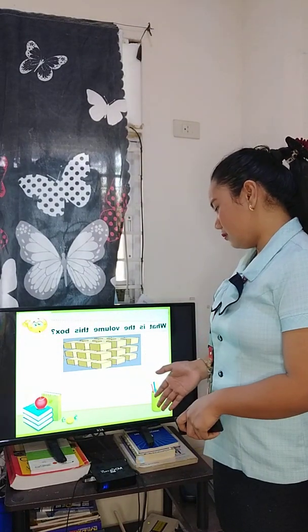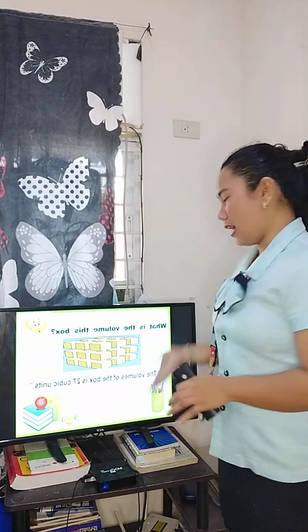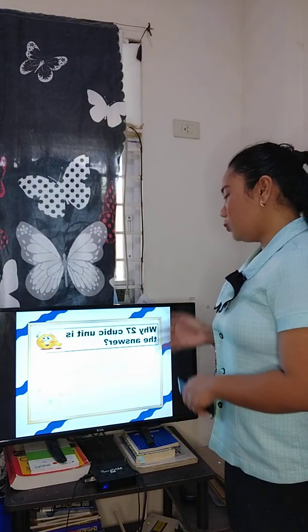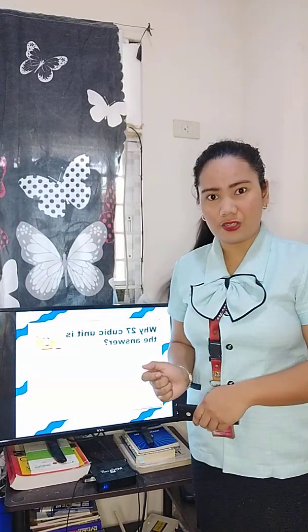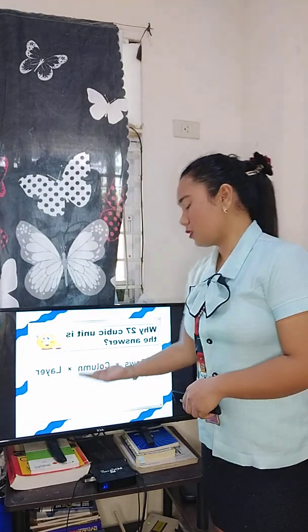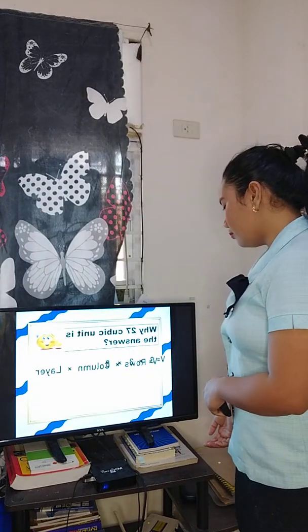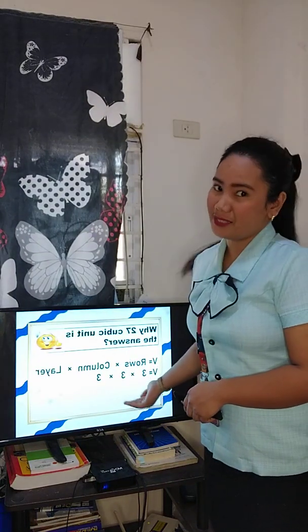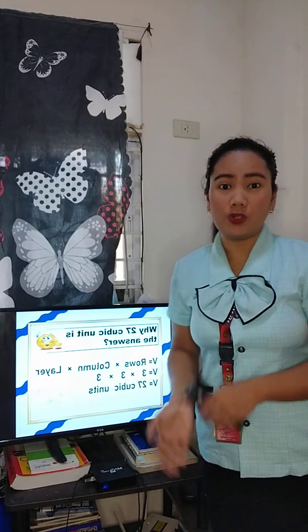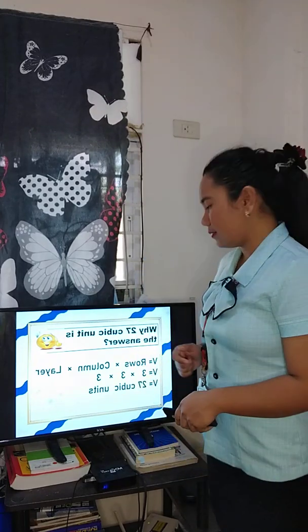So, what is the volume of this box? Very good, class. The volume of the box is 27 cubic units. Why is 27 cubic units the answer? Because volume equals rows times columns times layers. Volume equals 3 times 3 times 3. Volume equals 27 cubic units. Okay, class? I will show you a picture.